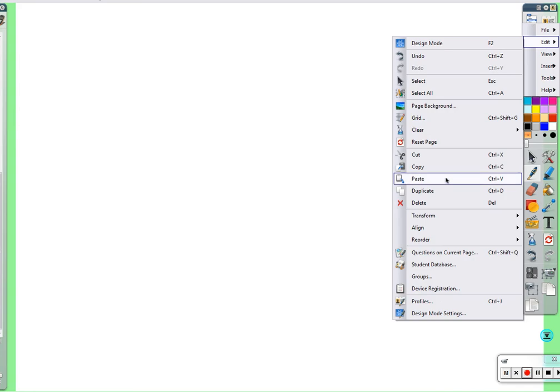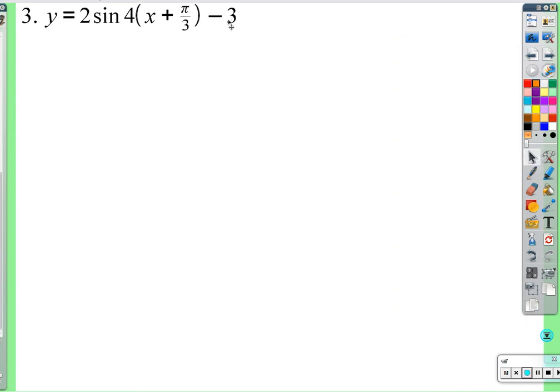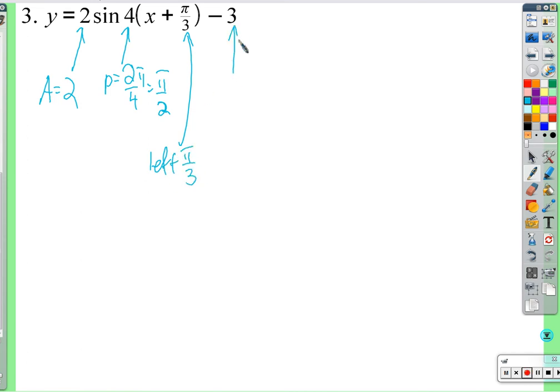Last one. So this is everything, the whole shooting match. What does this tell us? It's 2, right? So from the midline, we should go up 2 instead of up 1. What does this tell us? Period 4. Period is 2 pi over 4, pi over 2. This tells us what? Move to the left pi over 3. This one? It's going to be down over. Down up.